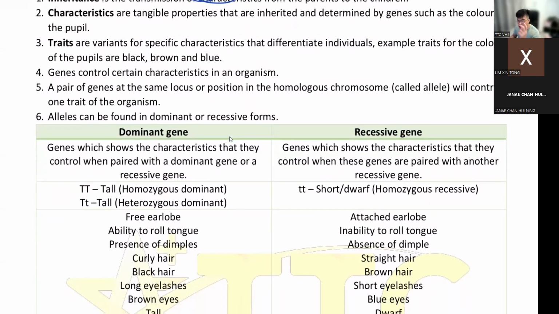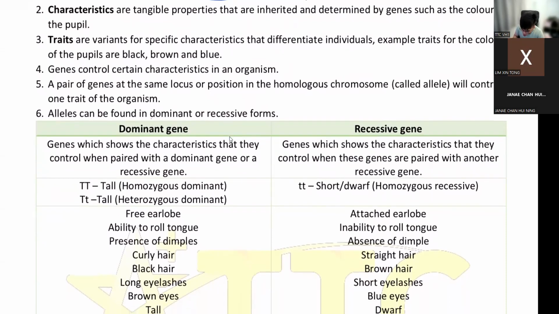You have two types of gene. We have dominant gene. You know what is dominant? Among your siblings, who is the dominant one? Dominant means 强势, the stronger one, the one that decides everything.